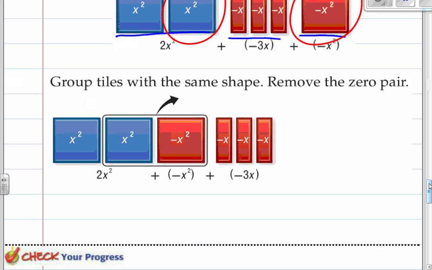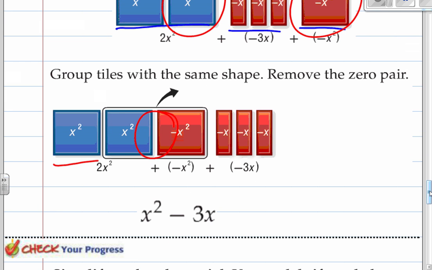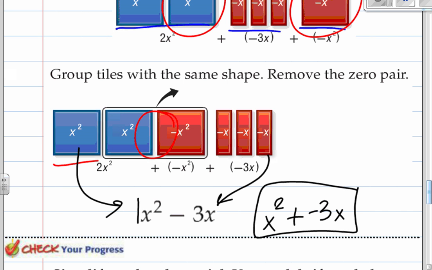When you put those two together, those equal 0. Therefore, you only have 1 of those left over. So you have 1 of those x squareds, and then you have 3 of the negative x rectangles. When that's done, the final answer will be x squared, or 1 of those x squareds. I like to, again, put the 1 there to show you there's 1 of these, and then, of course, there's 3 of these. Another way to write that would be x squared plus negative 3x. Either one of these will be acceptable.